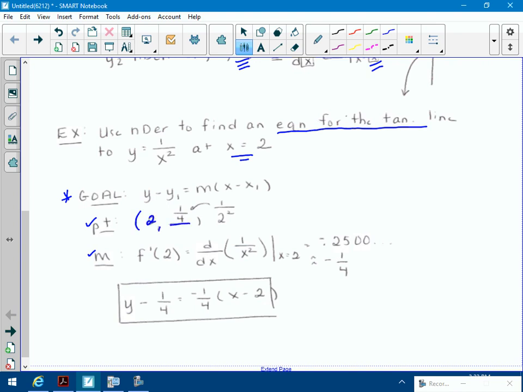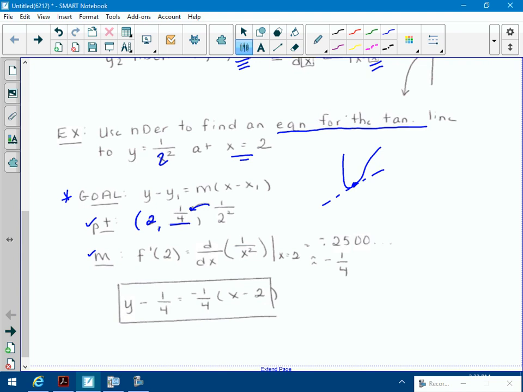Remember where this y coordinate comes from. It's the y coordinate on that original graph here. Because if I'm finding the equation of a tangent line, definitely the point on the graph is a point on that tangent line. So we plug in 2 into the equation that they gave me. So 1 over 2 squared is 1/4. So there's my point. Now to find my slope, I need f prime of 2.